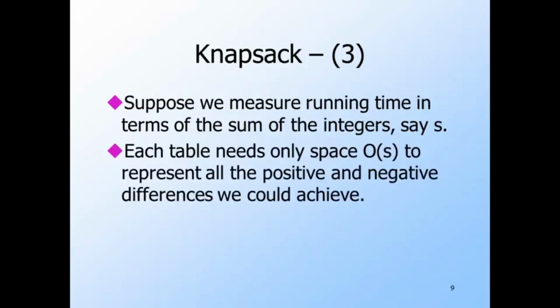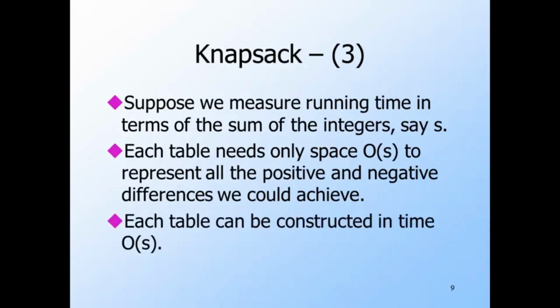We need order s space to construct a table for one value of j, since the differences must be in the range minus s to plus s. And it only takes order s time to construct each table from the previous one using a real computer. Maybe it's order s squared on a Turing machine because we have to move the head a long distance to write each entry. But again, when designing algorithms and worrying only about whether something is polynomial time or not, a real computer is the right model to think about because the programming details are generally easier.